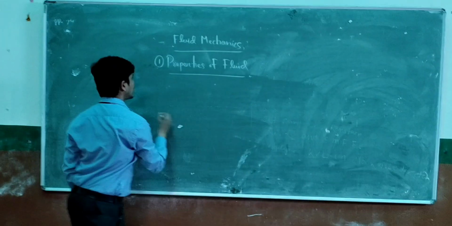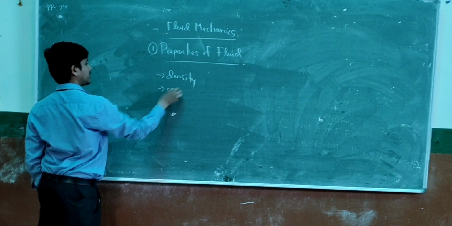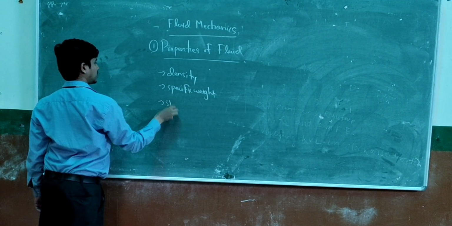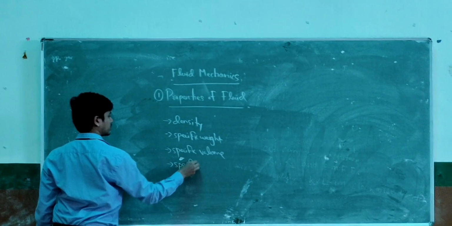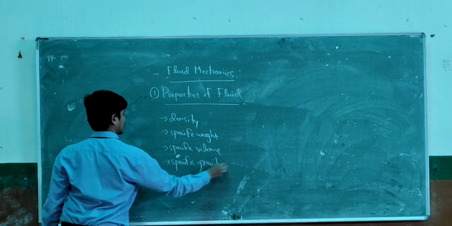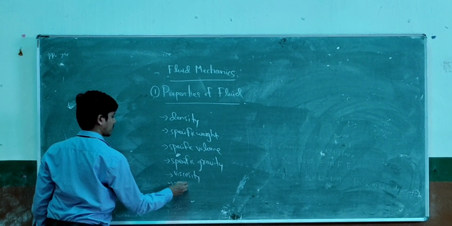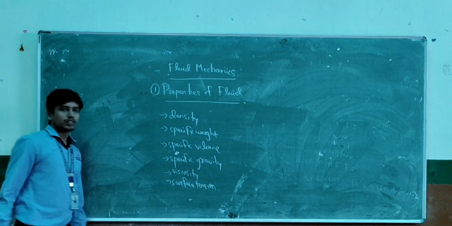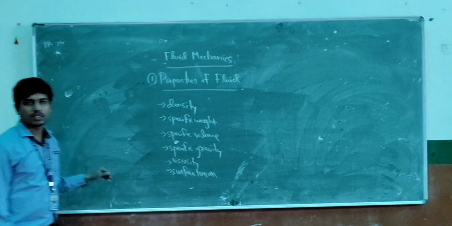Okay, so there are so many properties like density, specific weight, specific volume, and specific gravity, viscosity, surface tension. So there are so many important properties that we need to understand in this chapter.